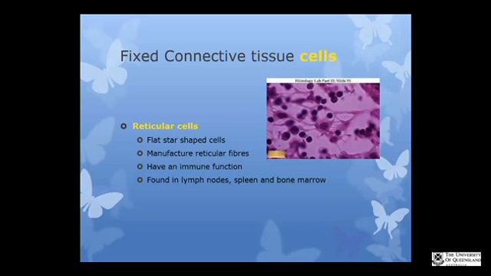Good. They have an immune function. We're not sure what that immune function is. The jury is still out. There's a lot of toing and froing going on about what they actually do. But they're found in lymph nodes, spleen, and bone marrow, so we would expect them to have something to do with the manufacture of white blood cells. Whether they do or not, we still don't know.